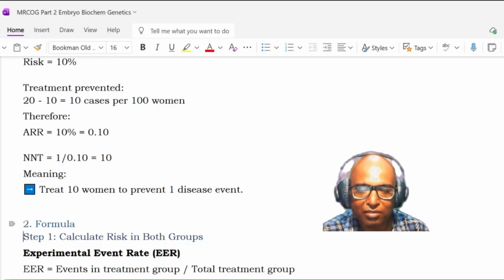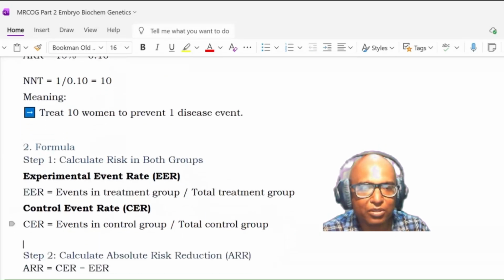Now we calculate the NNT. The formula for NNT, number needed to treat, is 1 upon ARR. ARR we have calculated, that is 0.1, so NNT is 1 upon 0.1, that is 10. That means we need to treat 10 women to prevent one disease event. This is the meaning of number needed to treat.